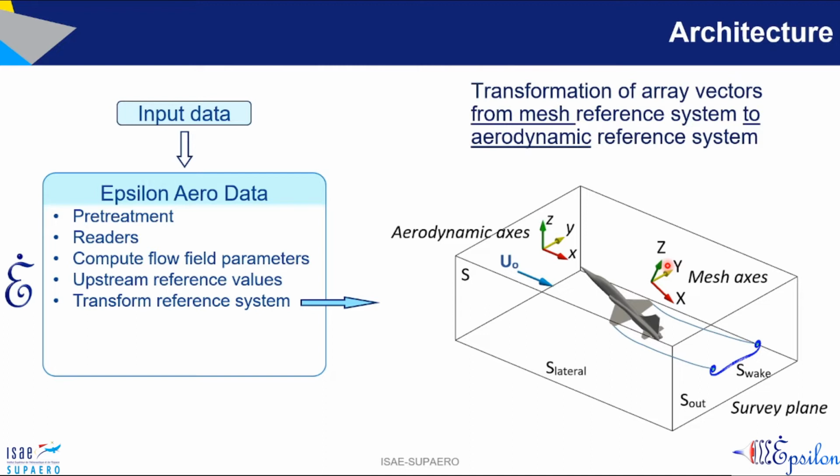But the most classical inconvenience that we have is that the mesh axes are usually linked to the body. So when you change the angle of attack in your CFD solution, the mesh axes will no longer be aligned with the aerodynamic axes. So I have to transform all the vector quantities from this reference system to this reference system.